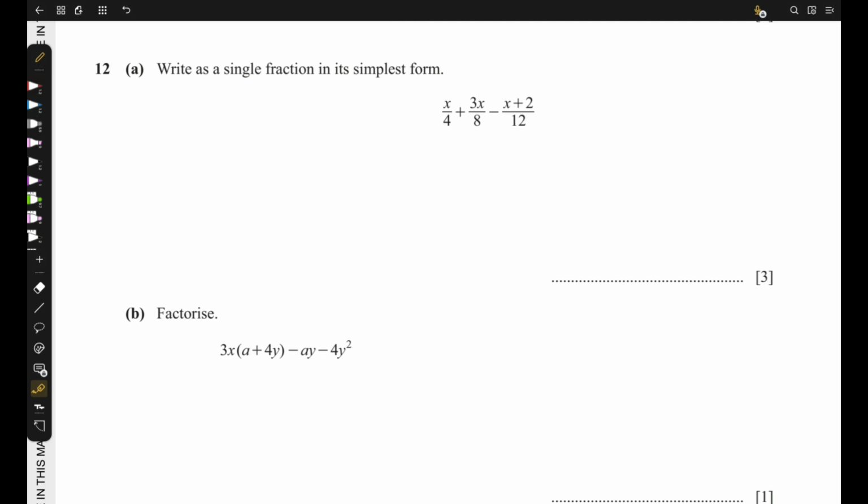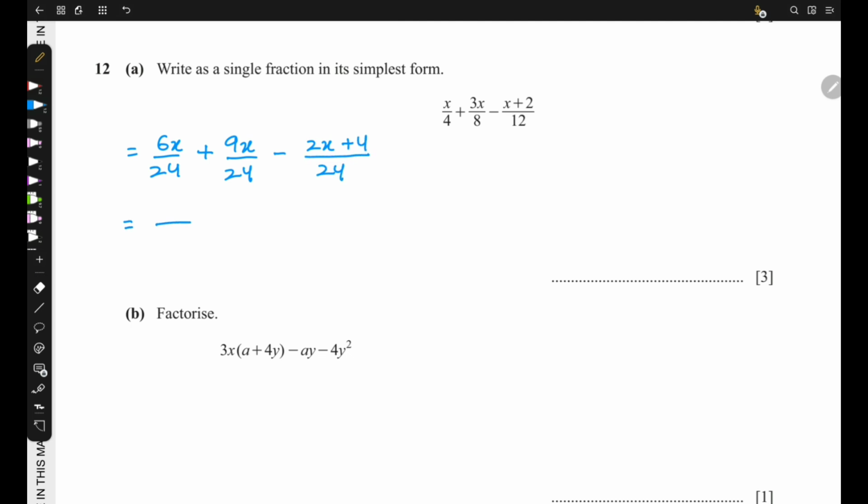So first of all, if we want to add or subtract fractions, we have to make the denominator the same. I can see that these three denominators can be converted into 24, meaning their LCM is 24, right? So we will multiply the first fraction with 6, I'll get 6x over 24. The second fraction with 3, I'll get 9x over 24. And the third fraction with 2, I'll get 2x plus 4 over 24.